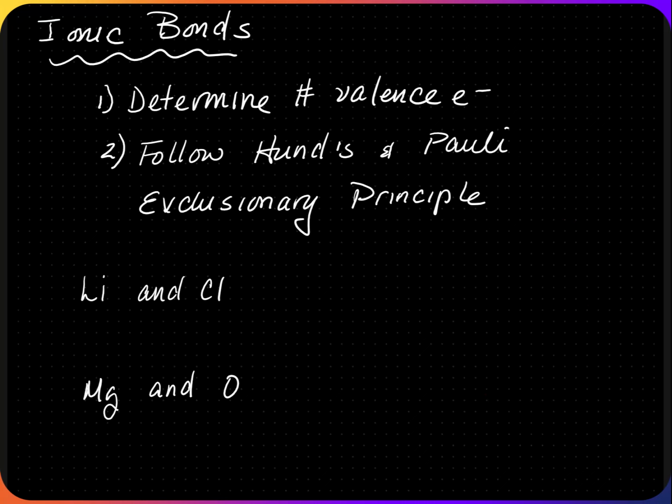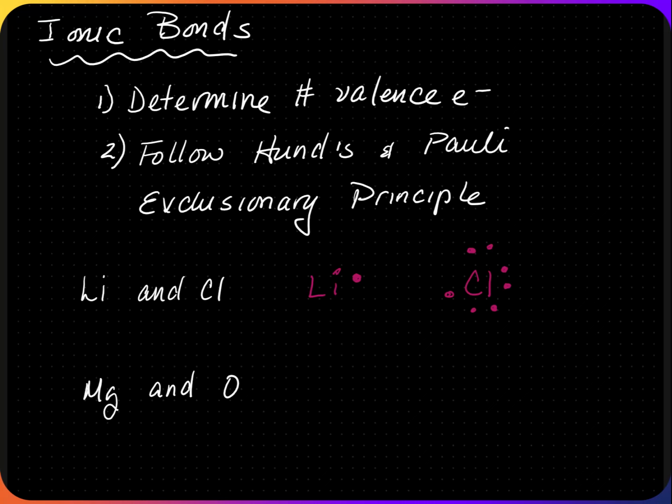Ionic bonds consist of a metal and a nonmetal. So we find the valence electrons for the metal, and then we find the valence electrons for the nonmetal. Lithium has 1 valence electron. If I draw the Lewis dot structure for lithium, it looks like this: lithium with 1 dot, or 1 valence electron. Chlorine has 7, so I'm going to use Hund's and Pauli's: 1, 2, 3, 4, 5, 6, 7. I just drew the Lewis dot structure for a lithium atom and a chlorine atom.